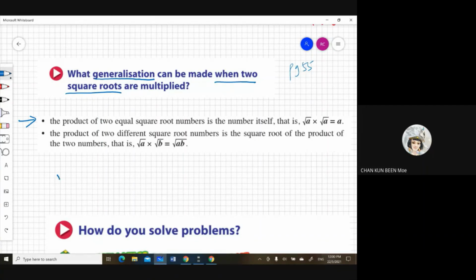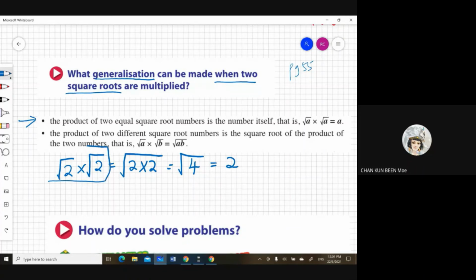Okay, I give you an example. For example, square root of 2 times square root of 2, the answer is 2. Why is it so? Because square root of 2 times square root of 2 is actually square root of 2 times 2. So it becomes square root of 4. So we know that square root of 4 is 2. So next time when you see this kind of question, when they multiply the square root of the same number twice, it will come up with the number itself only. For example, another one: square root of x times square root of x. The answer will be x only.